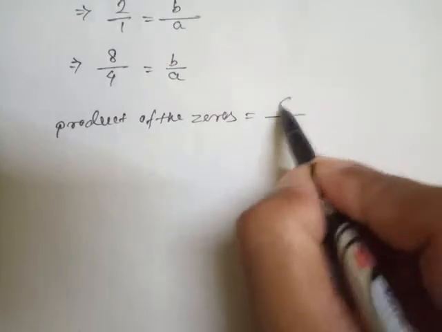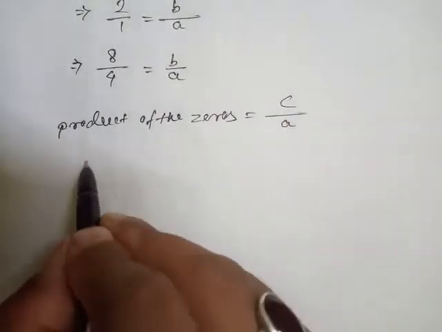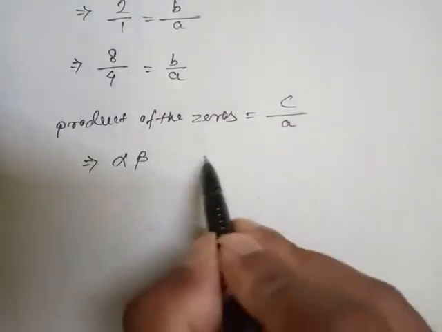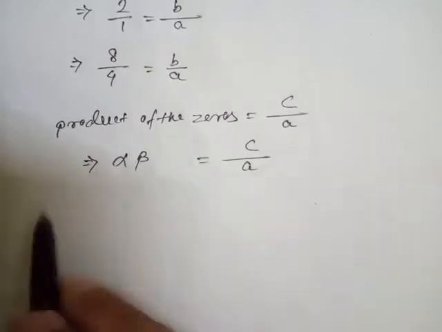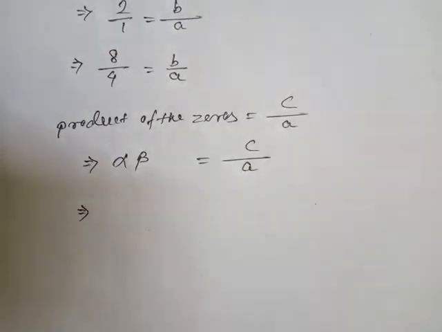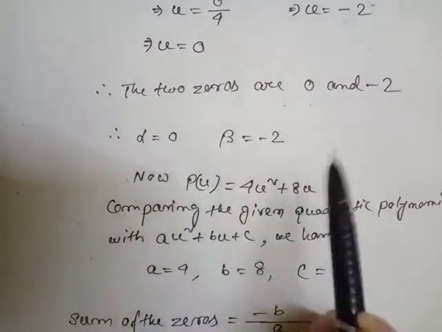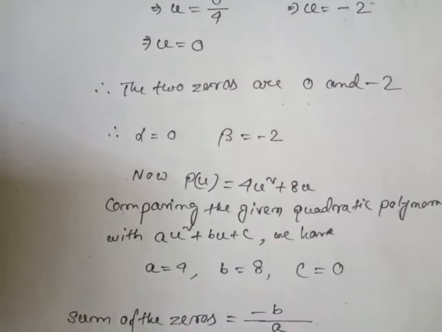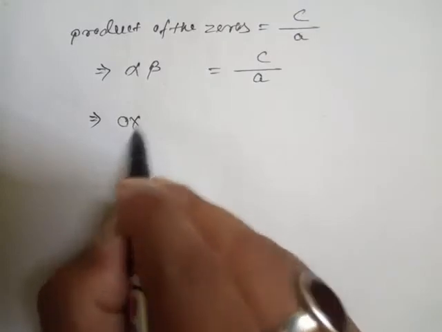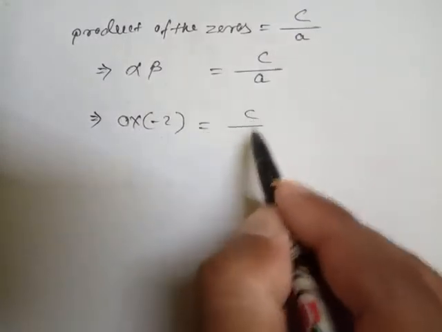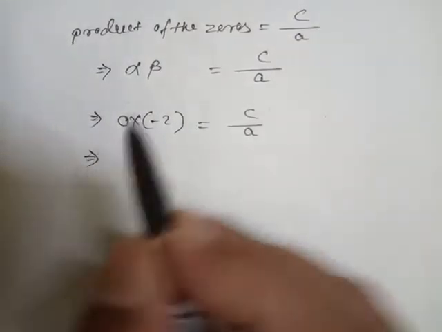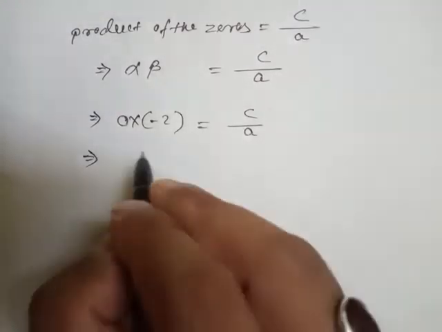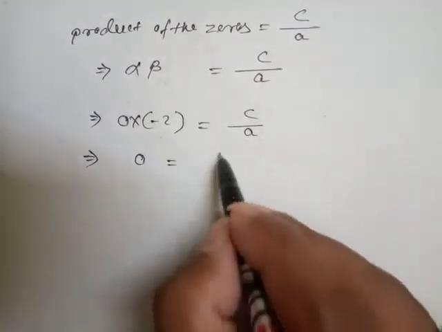Zeros equal to c by a. Now product of the zeros means alpha into beta equal to c by a. Now what is the value of alpha here given? Look, value of alpha is 0 and beta is minus 2. So let's have a look. Alpha is 0 and beta is minus 2 equal to c by a. Now we can write here that 0 into minus 2 means 0 equal to c by a.